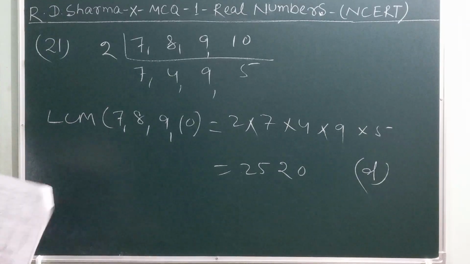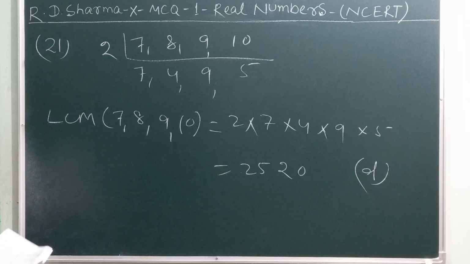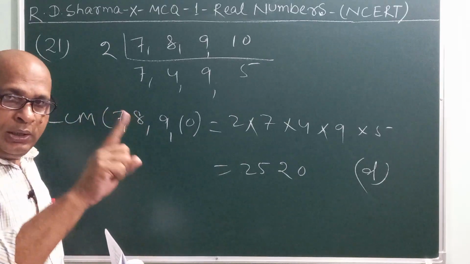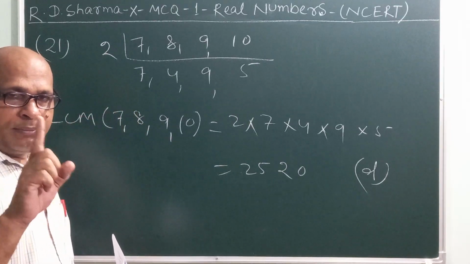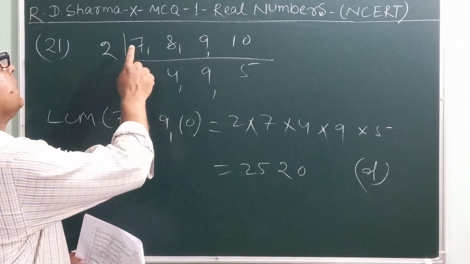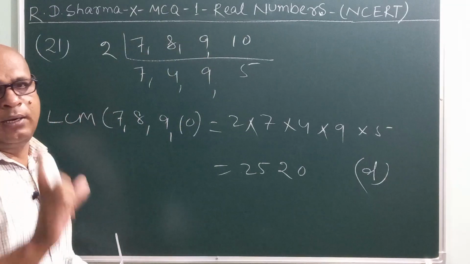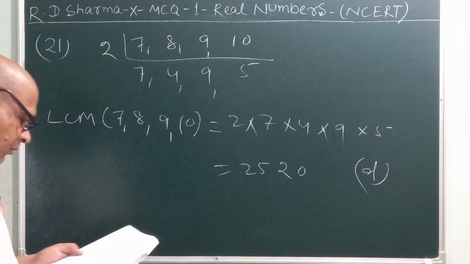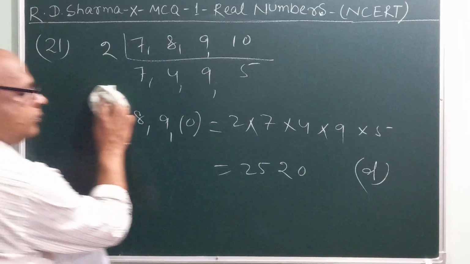Next, number 22. LCM of 1, 2, 3, 4, 5, 6, 7, 8, 9, 10 equals LCM of 7, 8, 9, 10.